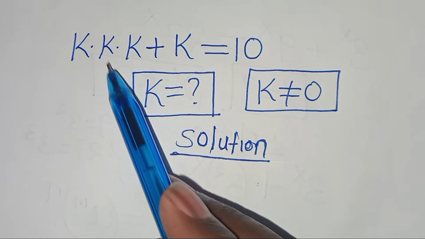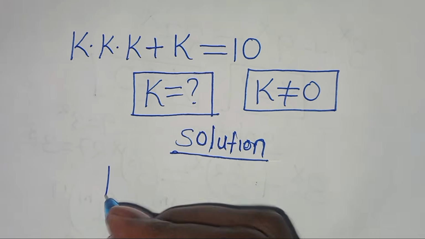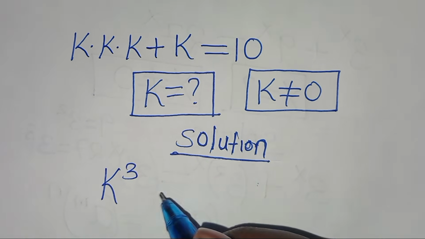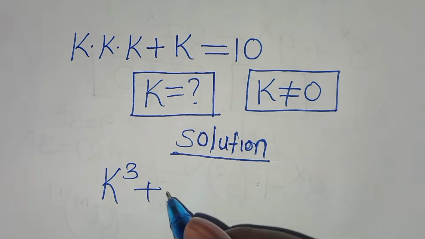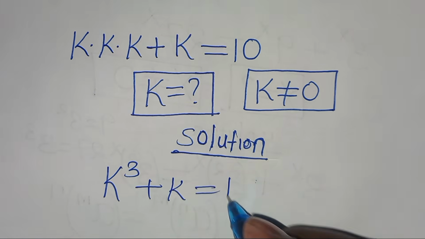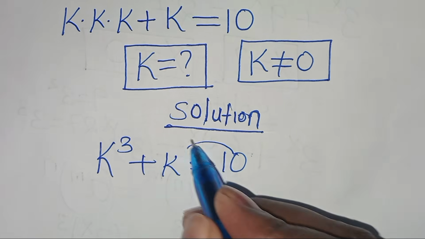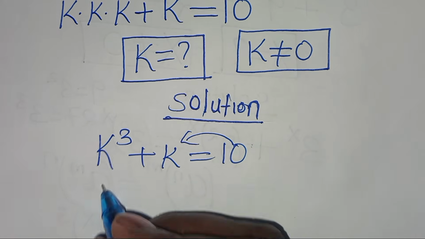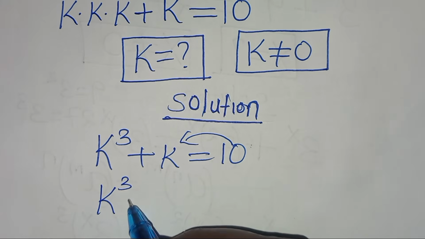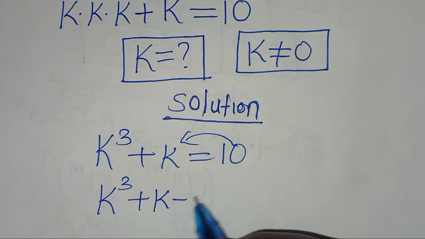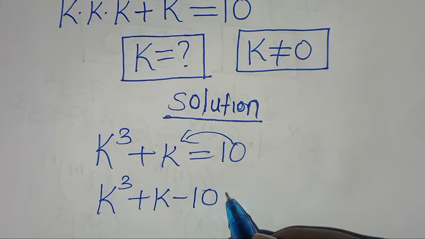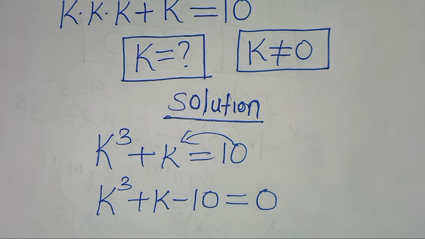We have k times k times k. This is k raised to the power of 3, then plus k. This is equal to 10. The next step is to take 10 to the left hand side, so that we have k to the power of 3 plus k minus 10. This is equal to 0.